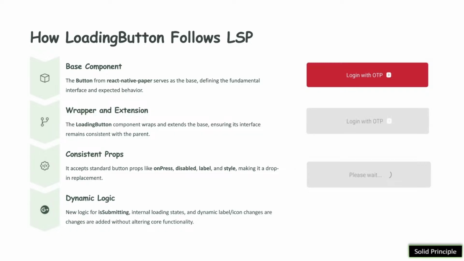The base component is the button from React Native Paper, which serves as a base defining the fundamental interface and expected behavior. Wrapper and extension: the loading button component wraps and extends the base, ensuring its interface remains consistent with the parent. Consistent props means if we want a button to be disabled, or if we want to show the button as a loading button, at that time we can pass this prop as well.